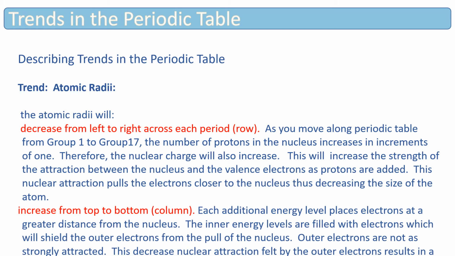It increases from top to bottom, down the column. Each additional energy level places electrons at a greater distance from the nucleus. The inner energy levels are filled with electrons, which will shield the outer electrons from the pull of the nucleus. Outer electrons, then, are not as strongly attracted. This decrease of nuclear attraction felt by the outer electrons results in a larger radius.